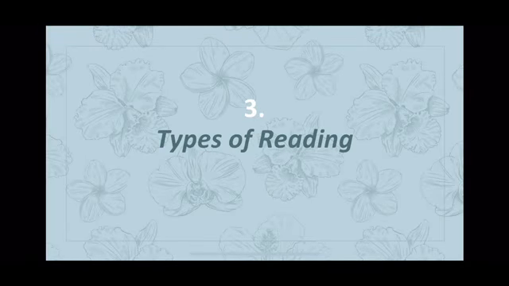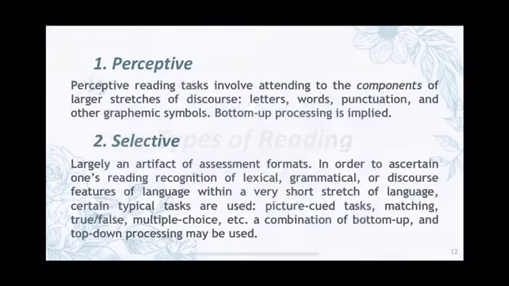Now we have the types of reading. First, we have perceptive. Perceptive reading tasks involve attending to the components of larger stretches of discourse: letters, words, punctuation, and other graphemic symbols. Bottom-up processing is implied.